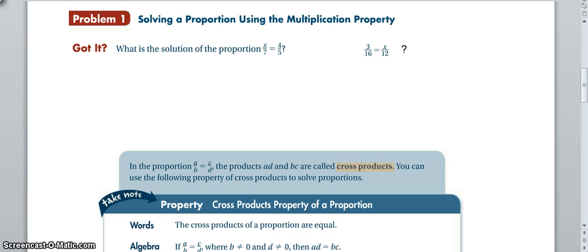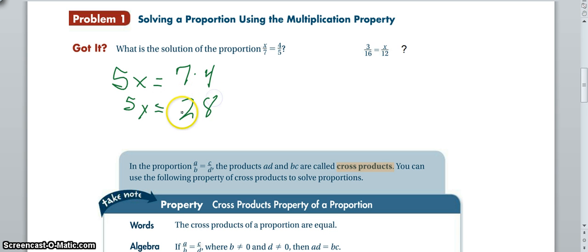Now if we look at solving proportions, which is what we really care about doing, when we don't know one of the quantities used in our proportion, say we have that x over 7 equals 4/5. We can set that up and say 5 times x, that cross product, equals 7 times 4. 7 times 4, I'll write that out to show my work, is 28. Then because 5 is multiplied by x, we divide, and we get that x is equal to 5 with a remainder of 3/5.